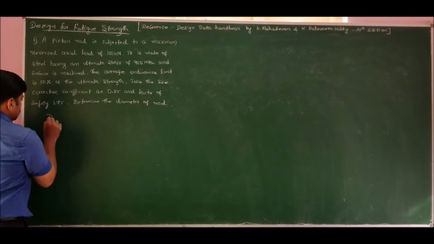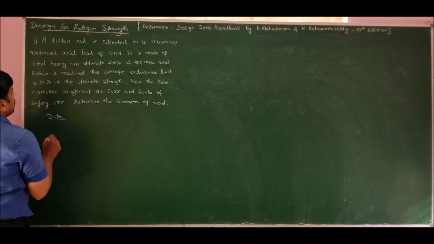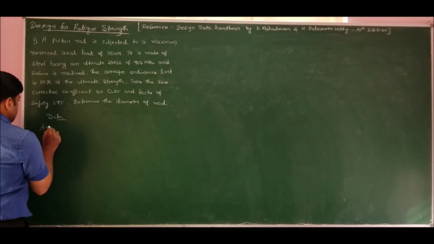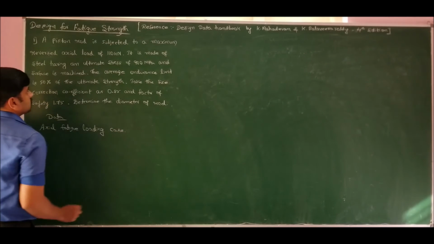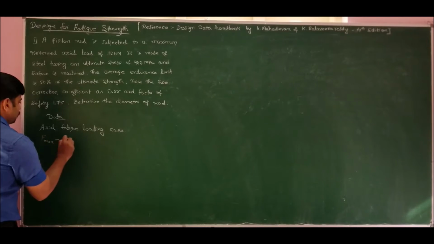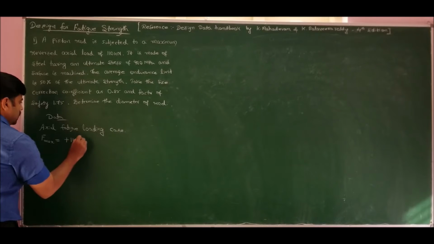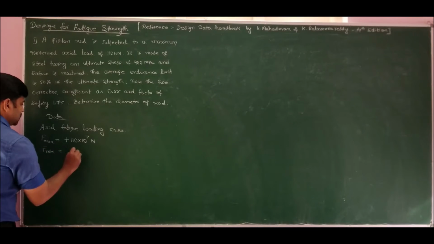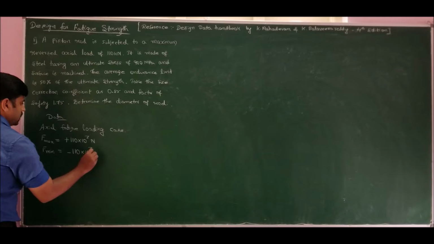If I list out the data given, we have a piston rod subject to axial load. So it is an axial fatigue loading case. Since we have a reversed axial load of 110 kilonewton, the load varies from F max of plus 110 into 10 to the power of 3 newtons to F minimum of minus 110 into 10 to the power of 3 newtons.